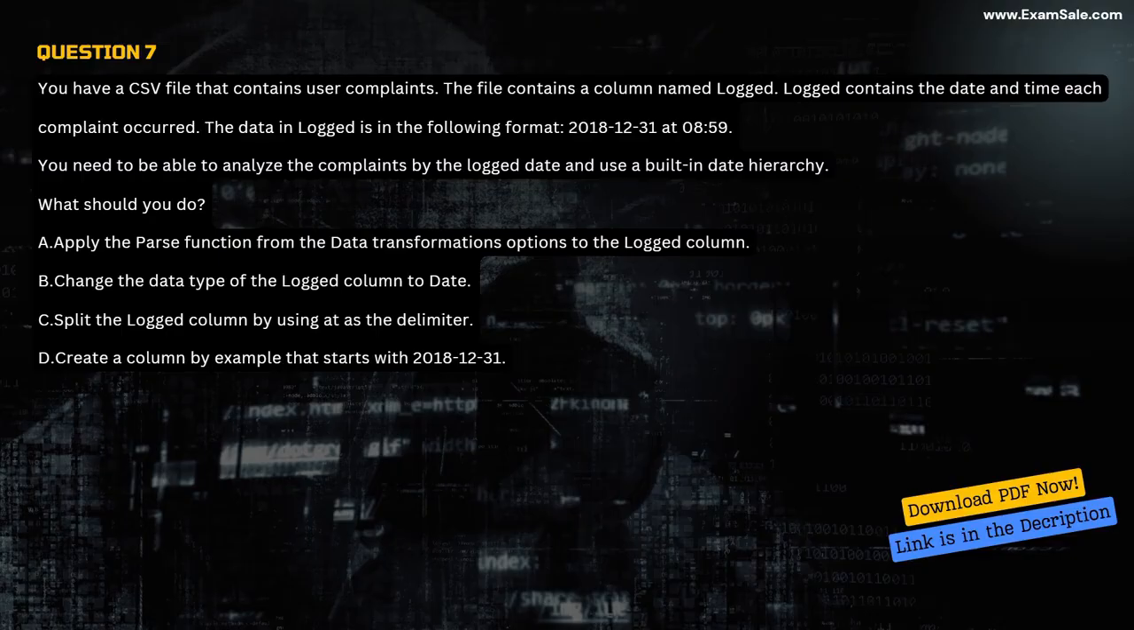A. Apply the parse function from the data transformations options to the logged column. B. Change the data type of the logged column to date. C. Split the logged column by using add as the delimiter. D. Create a column by example that starts with December 31st, 2018.